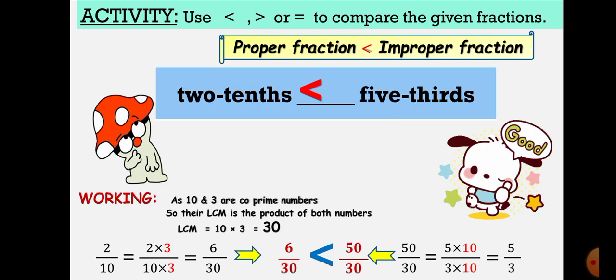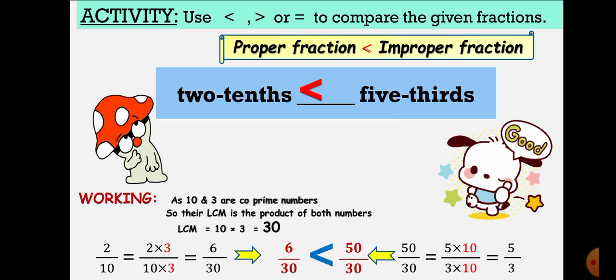So you have to use the greater than, less than, or equal to symbol to compare the given fractions. As you know, a proper fraction is less than an improper fraction, and an improper fraction is greater than a proper fraction. So here, 2 tenths and 5 thirds: 2 tenths is a proper fraction, and 5 thirds is an improper fraction.